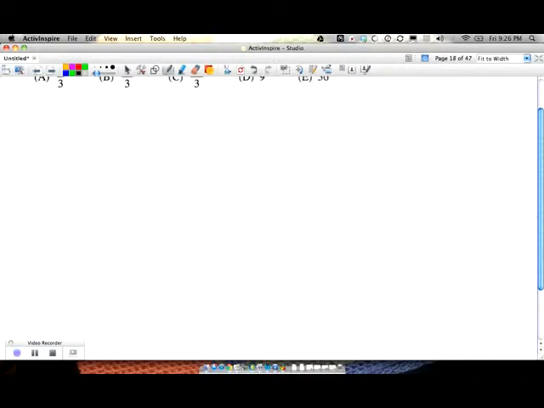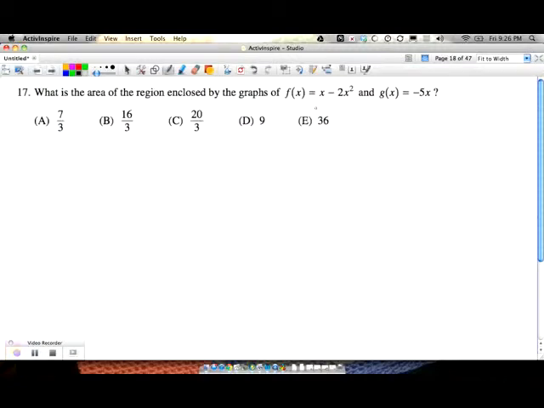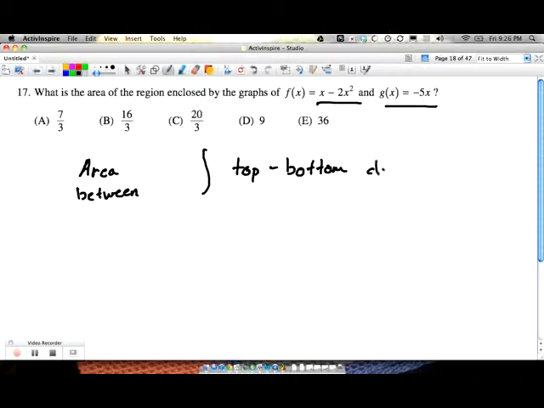What is the area of the region enclosed by the graphs here and here? Well, notice that if we need an area between two graphs, it's always going to be the top minus the bottom. If we're talking in terms of x here, which we are, dx, from left to right.